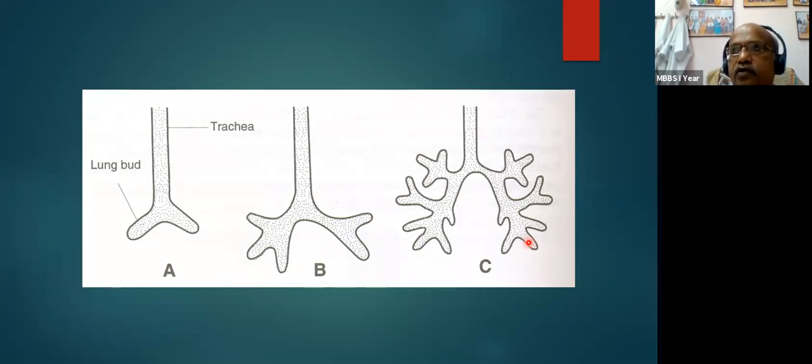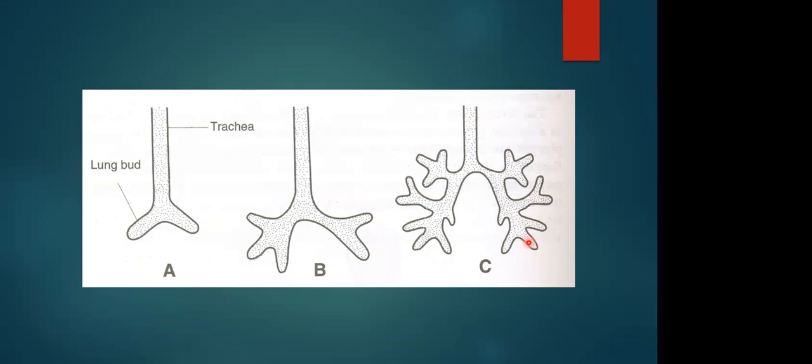Remaining all layers, tomorrow you are going to read about it. Mucosa, submucosa, cartilage, serosa, everything will be derived from the splanchnopleuric layer of intraembryonic mesoderm only. Only the epithelium till the alveoli is derived from your endoderm. So like that we have continuous division, so we have formation of your tracheobronchial tree.